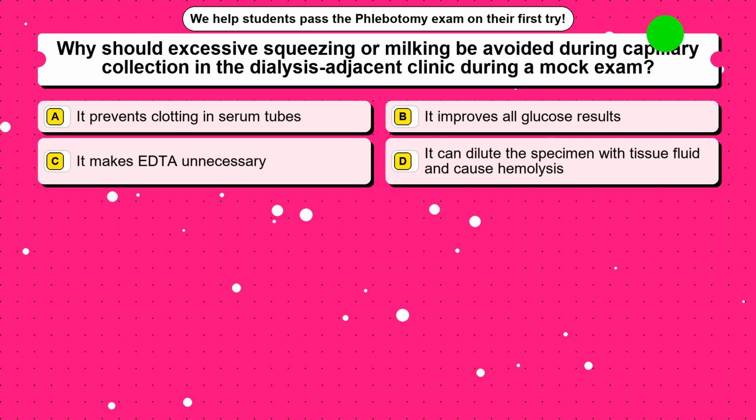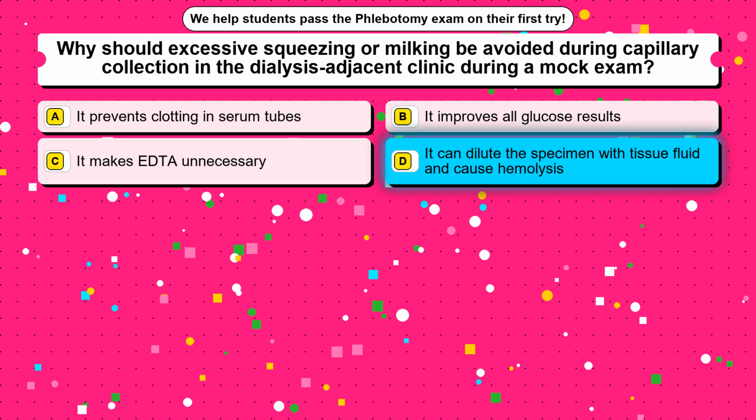Question 87. Why should excessive squeezing or milking be avoided during capillary collection in the dialysis adjacent clinic during a mock exam? Option A. It prevents clotting in serum tubes. Option B. It improves all glucose results. Option C. It makes EDTA unnecessary. Option D. It can dilute the specimen with tissue fluid and cause hemolysis.